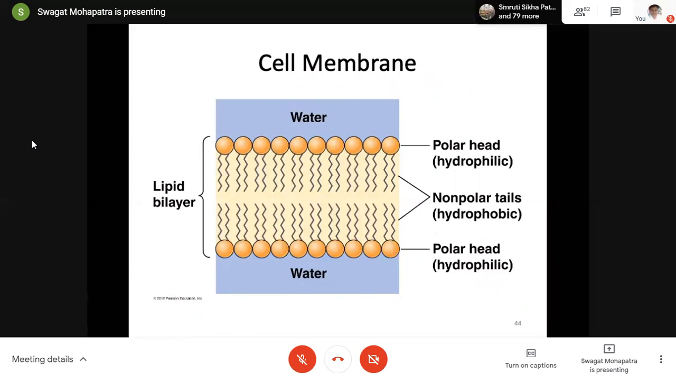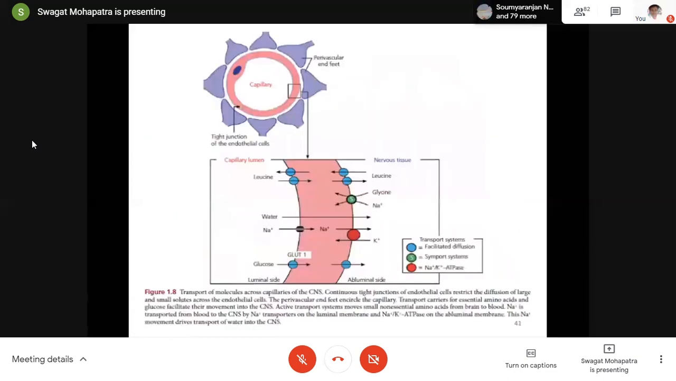But any sort of water soluble substances like glucose, amino acids need certain carrier proteins to come inside. And in this case, the carrier protein is the GLUT1, which is present both at the luminal side and the abluminal side, which is responsible for glucose transport inside the cell, or glucose transport from the blood into the nervous tissue.